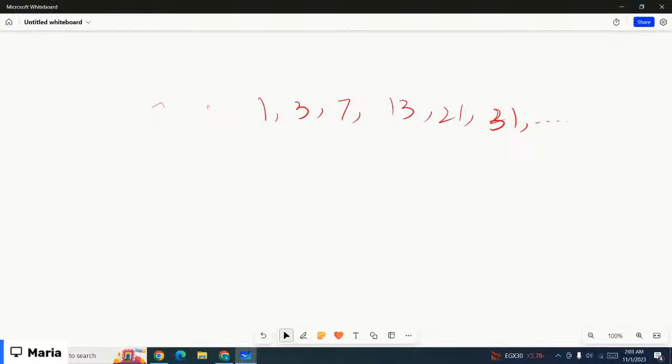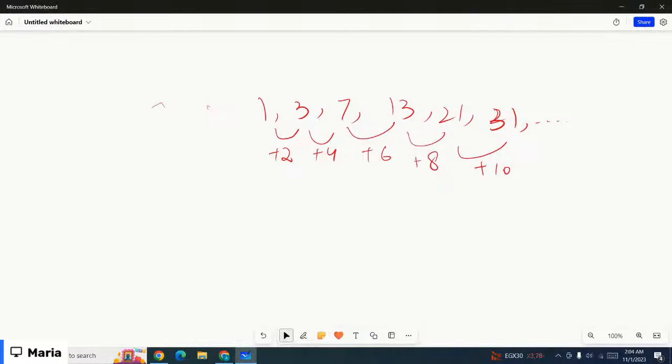Whenever we talk about a sequence, it has some pattern, right? They are increasing by a pattern, not like random numbers. Let's just see how they are increasing. What is the pattern in this sequence? 1 plus 2 is 3, 3 plus 4 is 7. So they are increasing like this. 7 plus 6 is 13, 13 plus 8 is 21, 21 plus 10 is 31. So you can see how this pattern is increasing.